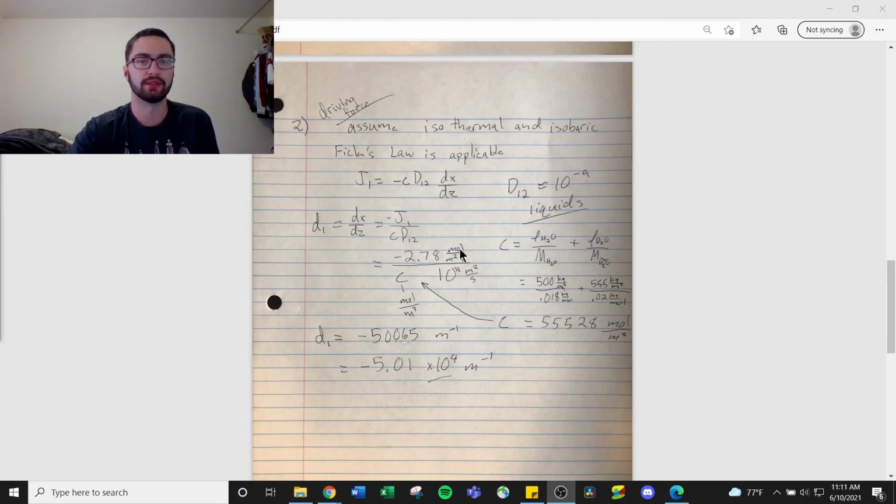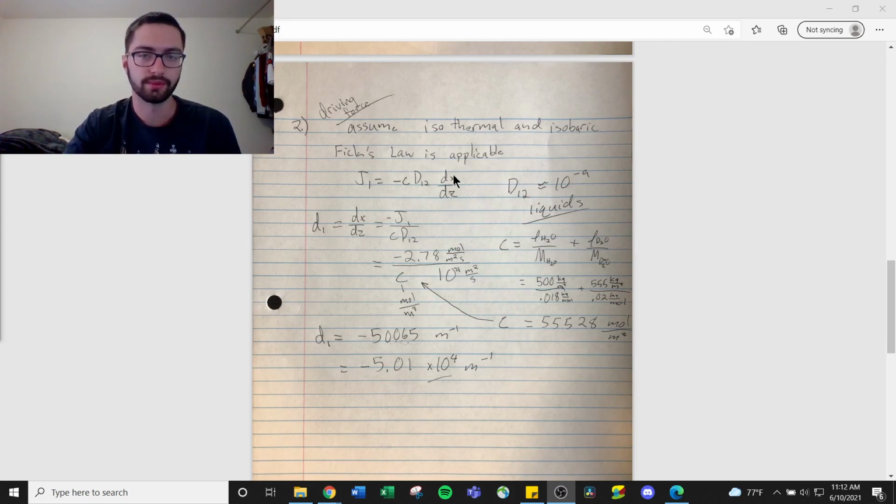So the second question was to make an order of magnitude estimation of the driving force. First, we can assume that this system is isothermal and isobaric, which allows Fick's law to apply. So with Fick's law, the molar diffusion flux is equal to the opposite of the concentration times the diffusion coefficient times the driving force, which is this dx/dz. Since both materials are liquids, we know the diffusion coefficient is approximately 10 to the negative 9th for liquids.